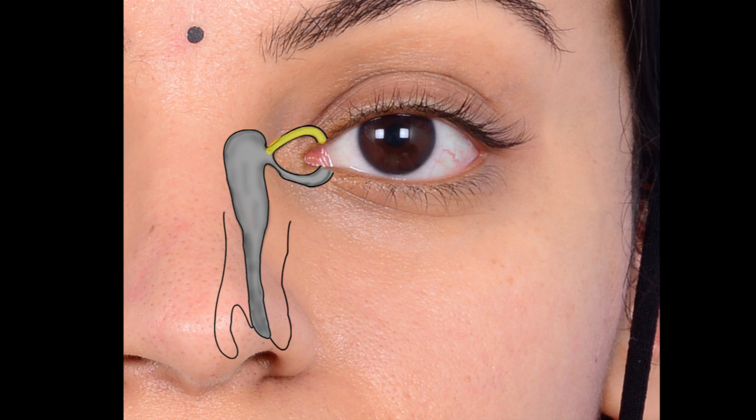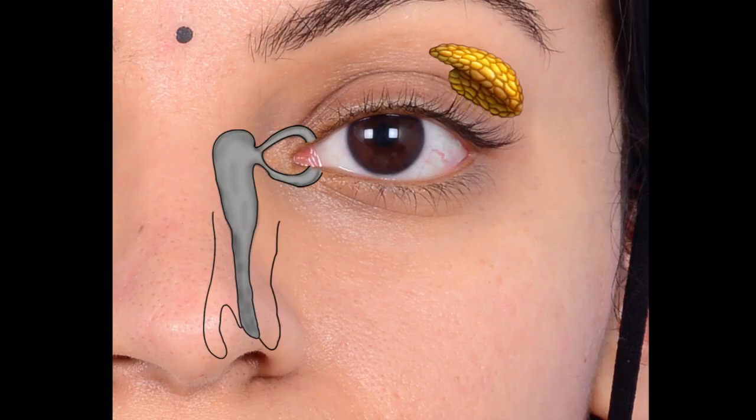Lacrimal canaliculi connect the puncta to the lacrimal sac. The vertical part of the canaliculus is about 2 mm. It joins the 8 mm long horizontal part by an ampulla. The disorders of the puncta can be isolated or seen in association with canalicular or nasolacrimal duct anomalies.